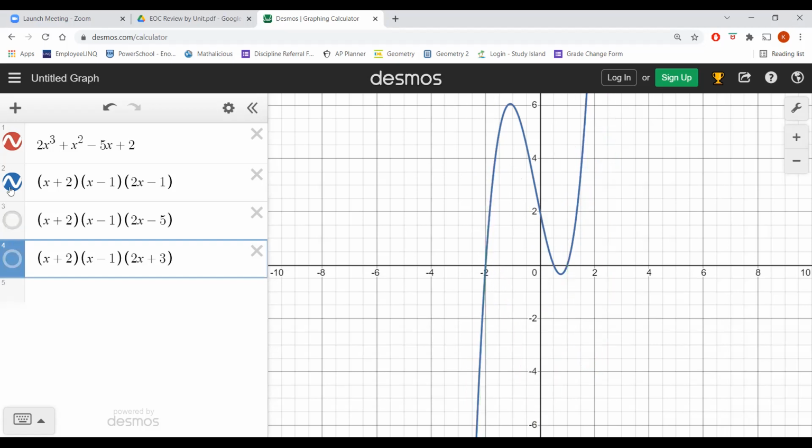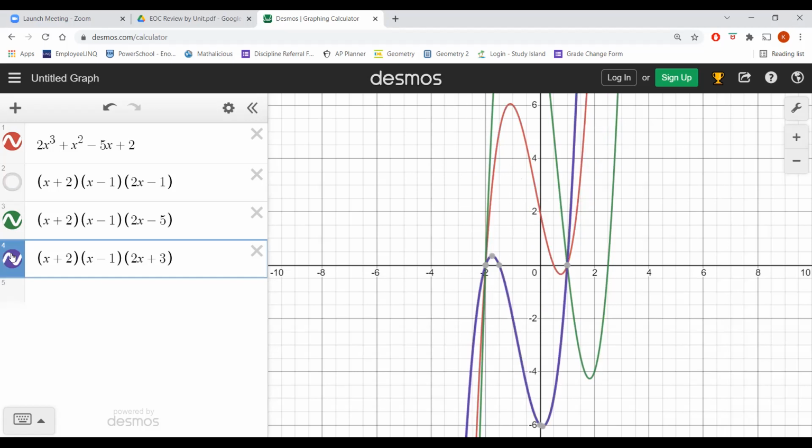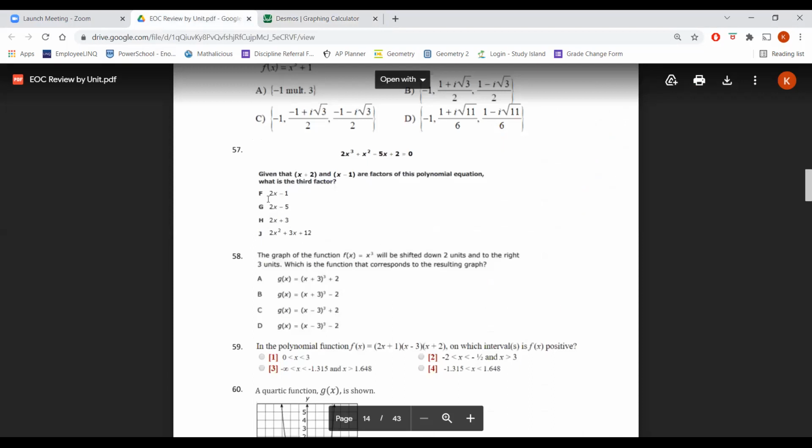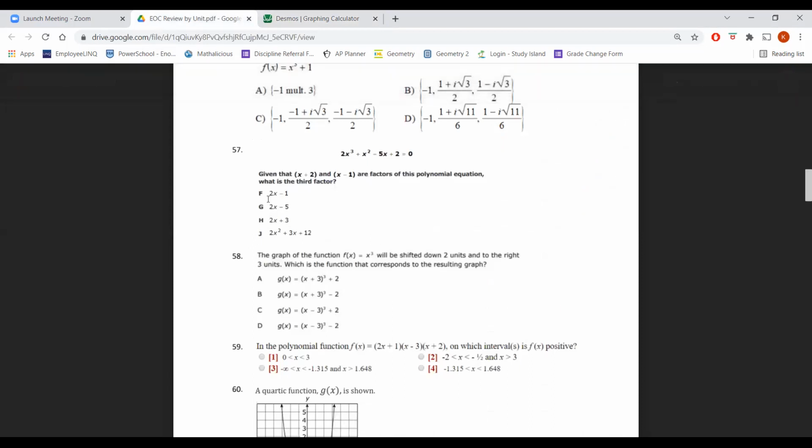Okay, so our original was the red, and the red matches the blue. So it's the first one. You can see it doesn't match the green, doesn't match the purple. So the first answer, F, was the correct answer. So if we go back, for 57, the correct answer there was F.